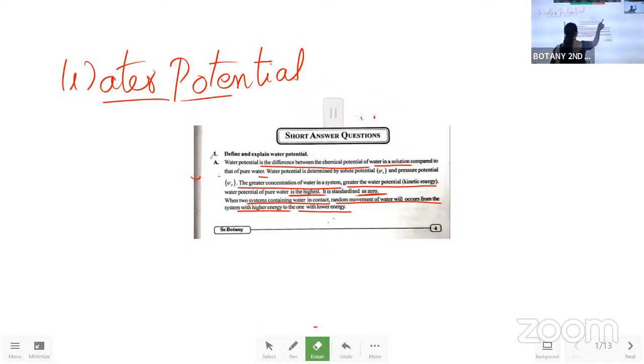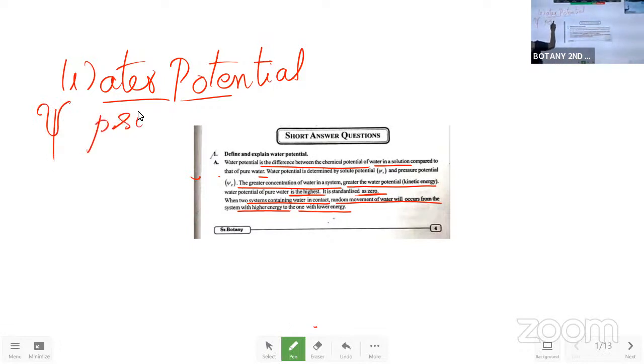Water potential means the difference between the chemical potential of the water in a solution and that of pure water. Water potential can be represented with the letter psi, and it has two components: the solute potential and the pressure potential. Psi W is equal to psi S plus psi P.